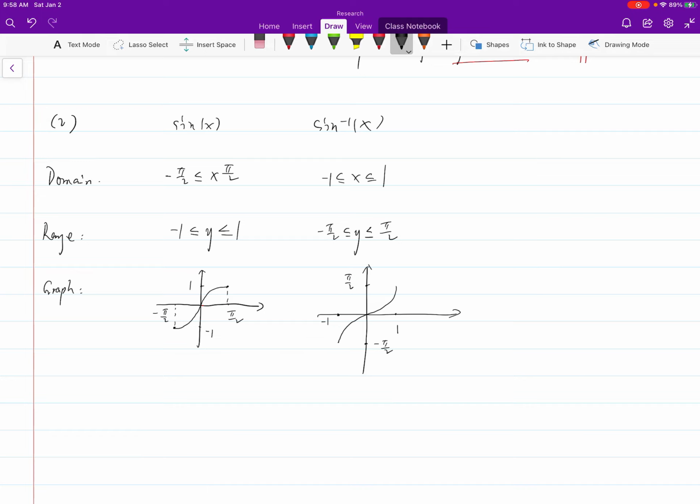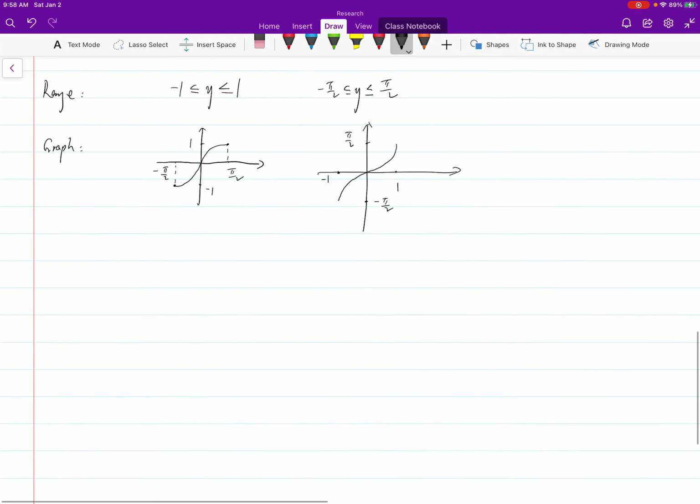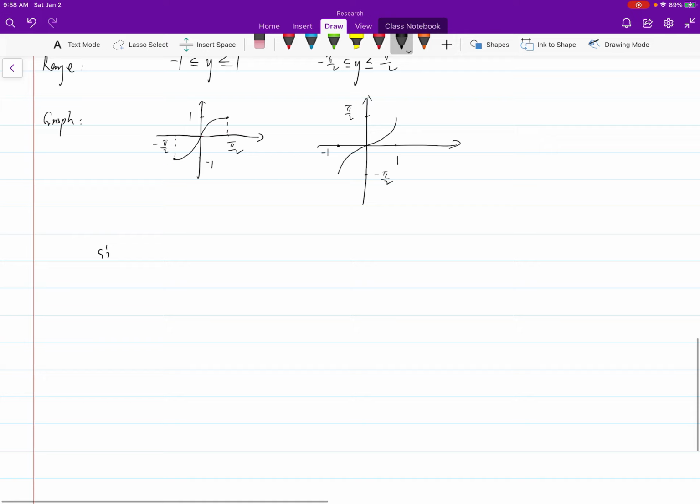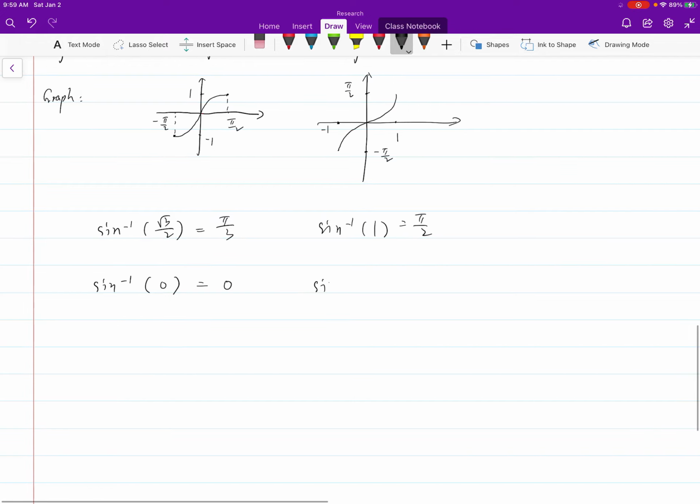All right. For the graph, that's the most you need to know, and we probably won't test it or even care about it for the graphs. For sine inverse, it's the same trick. You just need to know how to calculate the values. For example, sine inverse square root of 3 over 2 is going to be pi over 3. Sine inverse 0 is going to be 0.